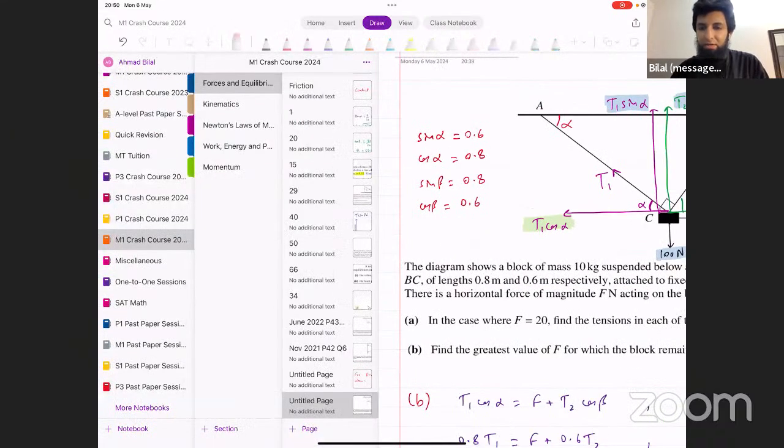Now let's have a look at the next one. March 21, question number 7. And then I'll come to that. November 2018, paper 4-2. All right. March 21, right? Okay.